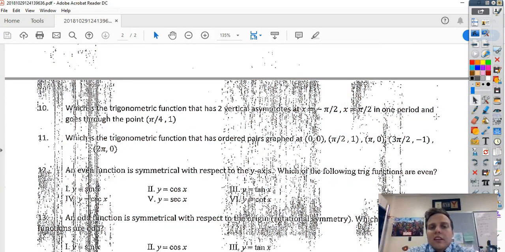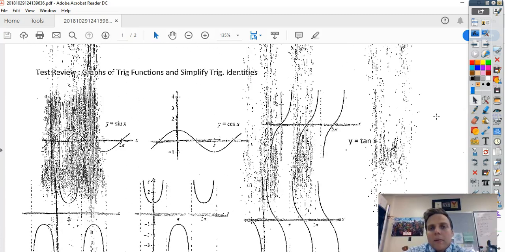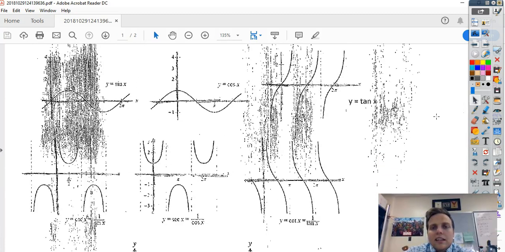Which of the trig functions has 2 vertical asymptotes at x equals negative pi over 2 in one period and goes through the point pi over 4, 1? Well, let's go back and look at these real fast. So it needs to have vertical asymptotes at negative pi over 2 and at pi over 2. It appears that that does happen on tangent, as well as negative pi over 2, pi over 2. That also happens on secant, but it needs to go through the point pi over 4, 1.